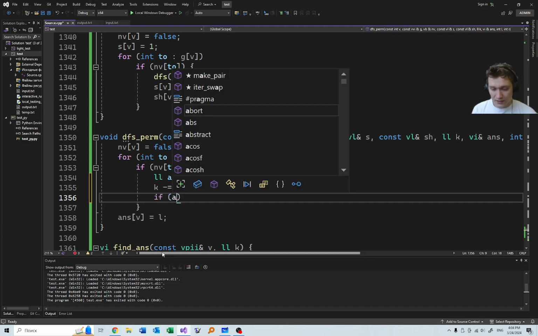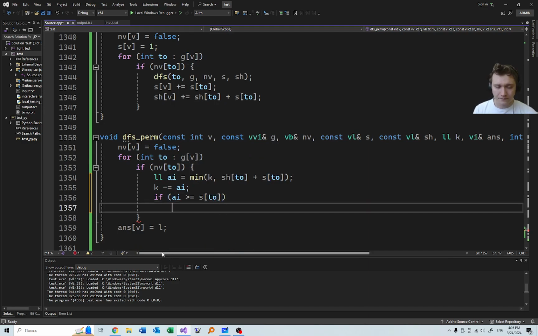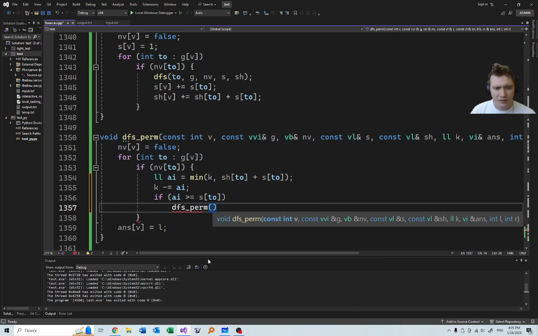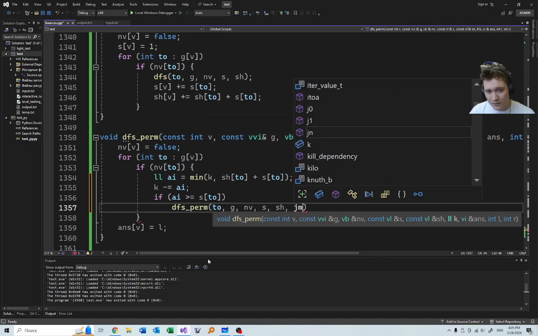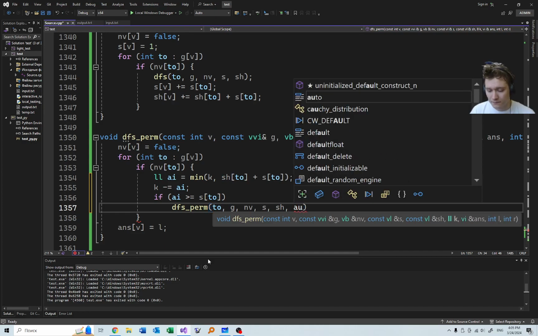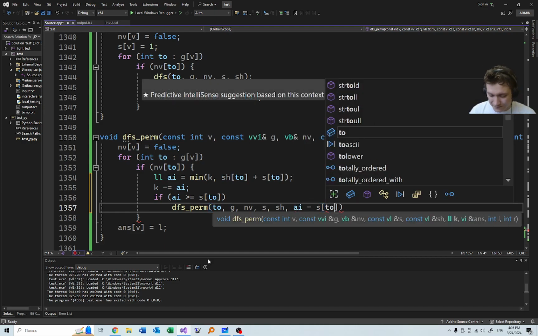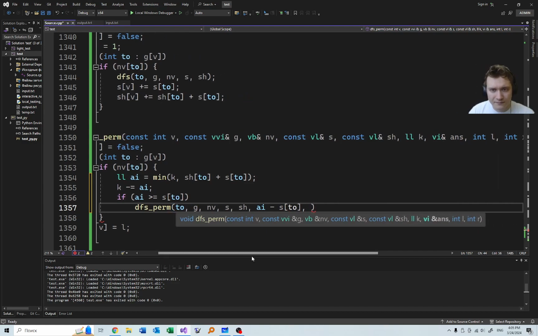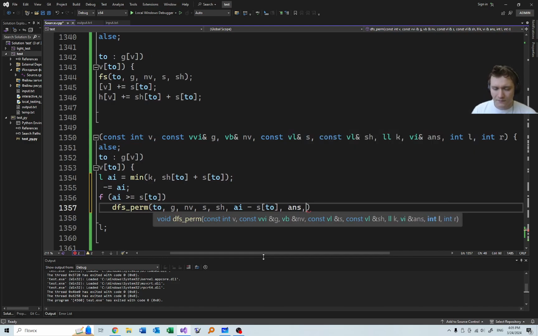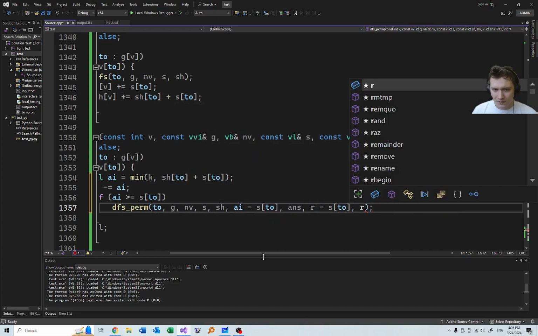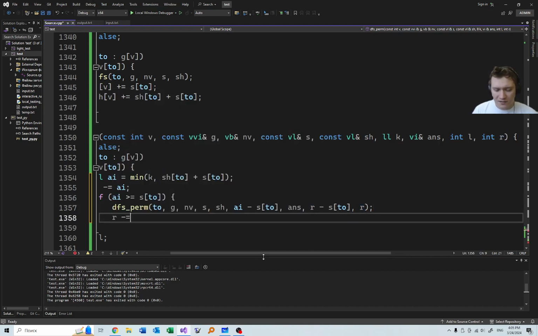Then there are cases. So if ai is at least s2, then this thing will be greater than our root. So we need to take the biggest, give it the biggest possible numbers. So we say DFS perm of 2 GNV SSH not K, yeah, K, AI minus S2, ans R minus S2 R and R minus equals S2.